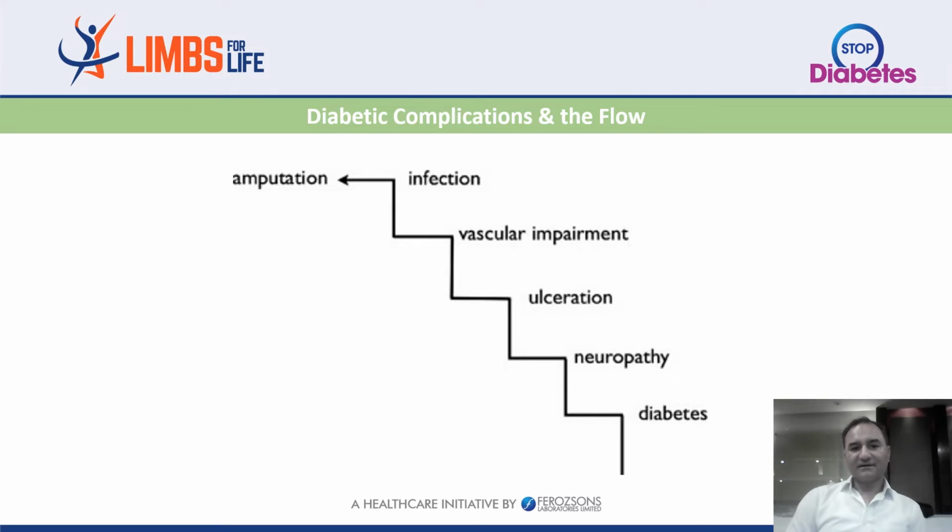So diabetic complications basically start from diabetes. And diabetes causes neuropathy, which results in ulceration and vascular impairment, and then leads to infection. And when the infection deteriorates, then it can also lead to amputation. So it's basically a cascade of different problems, which results in amputation of the foot in case of diabetic patients.